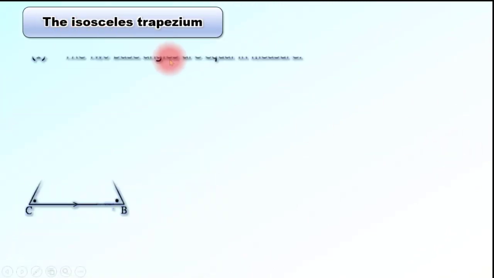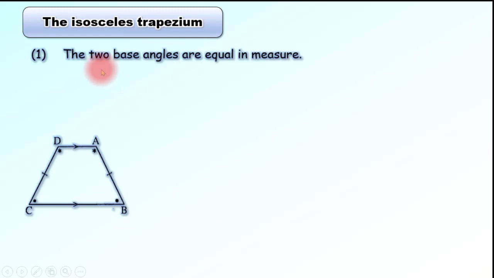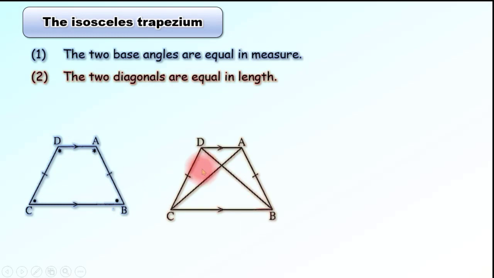The isosceles trapezium. The properties of the isosceles trapezium: first, the two base angles are equal in measure. In this example, we have the measure of angle A equal to the measure of angle D, and the measure of angle B equal to the measure of angle C. Second, the two diagonals are equal in length: diagonal AC equals diagonal DB.